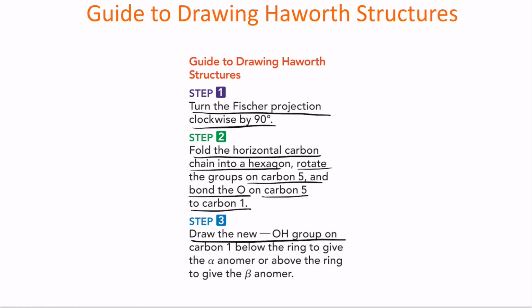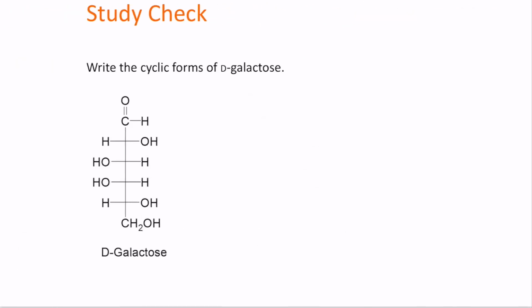Step 3 is to draw the new OH bond of carbon 1 below the ring to give the alpha anomer and above the ring to give the beta anomer. So you can get both isomers at the same time. Pause the video right here and try to draw the cyclic forms of D-galactose.